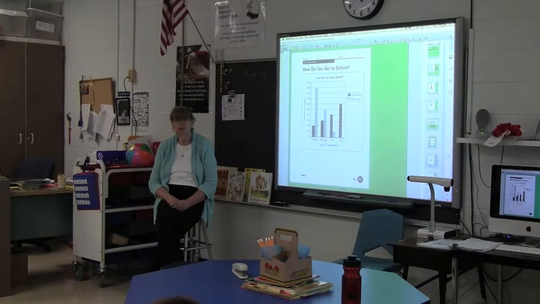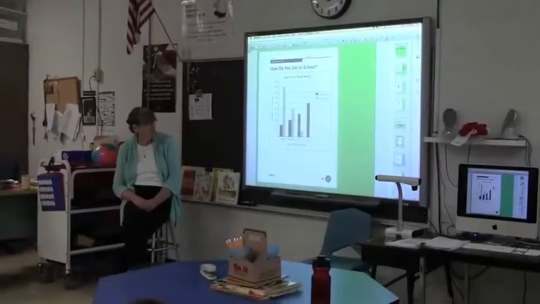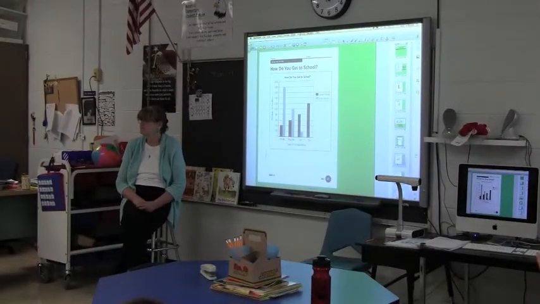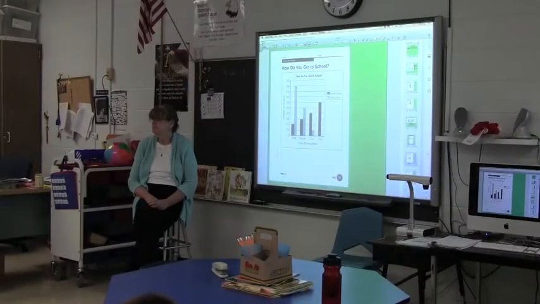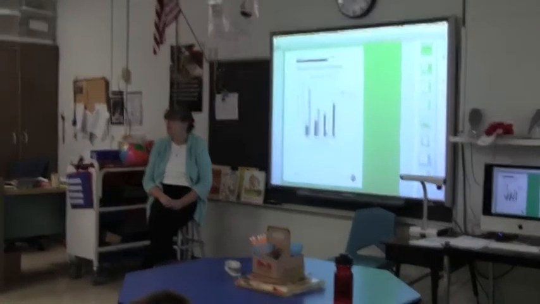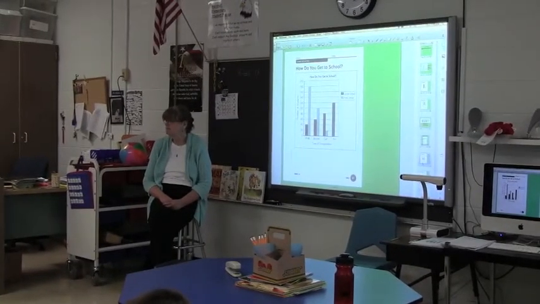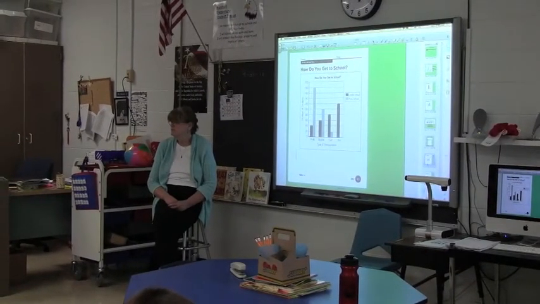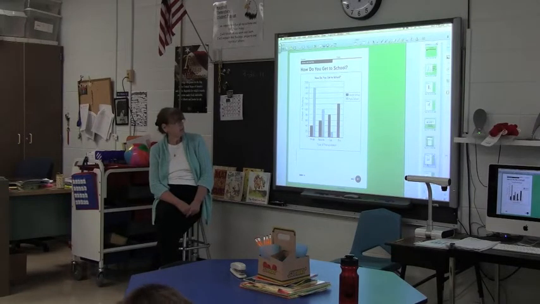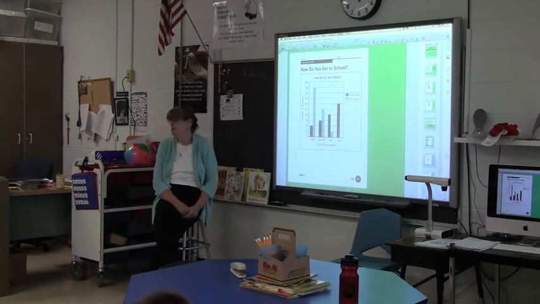Bars? Okay, it does, it has more bars. What else? Ellie? It's counting by twos by the tens. It's counting by twos? 20, 40, 60. So is it counting by twos or by 20s? Pretty much by 20s. Okay, good.